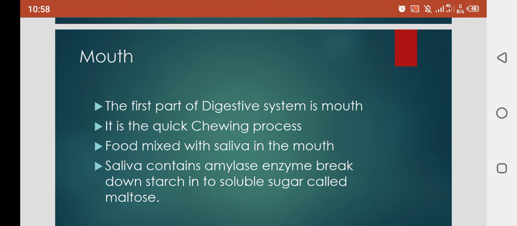Saliva helps in the softening of the food as well. Saliva contains an enzyme called amylase. Amylase helps in the digestion of carbohydrates or starch and converts it into small molecules. Clear, girls? The amylase enzyme in saliva breaks down starch into a soluble sugar called maltose. Maltose is the small unit of sugar or carbohydrates.